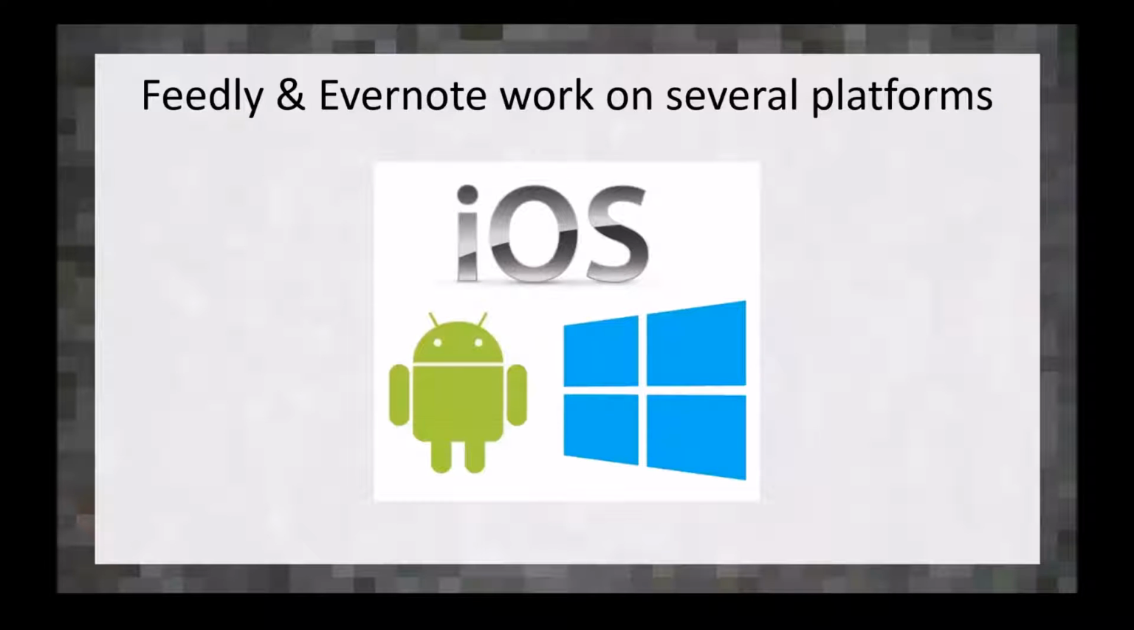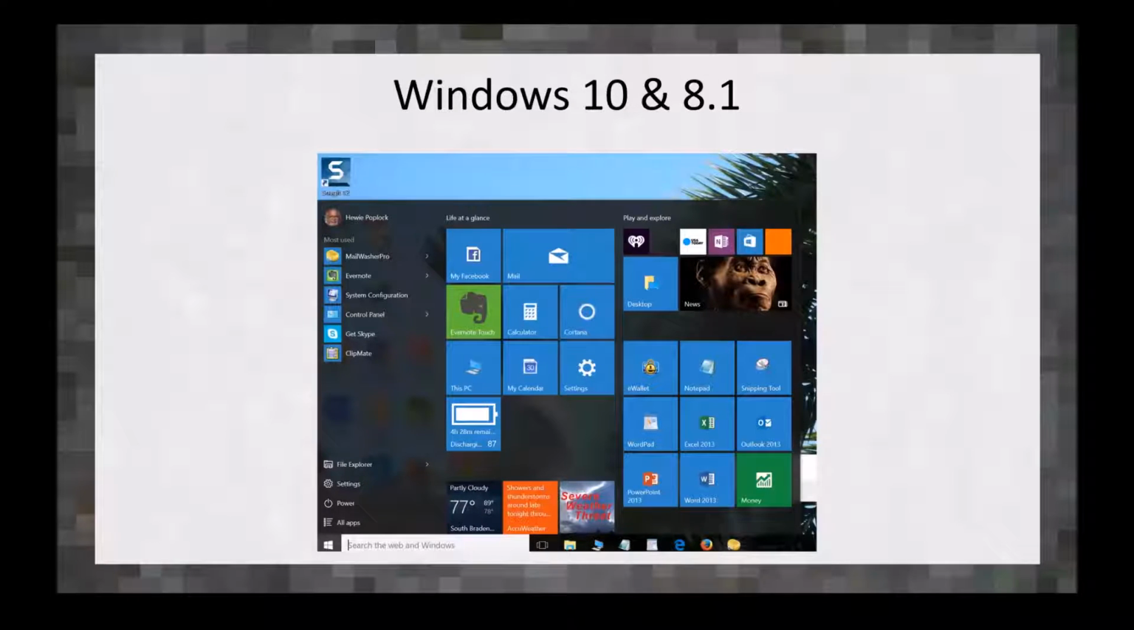Now, let's take a look at Feedly and Evernote and how they work on several platforms, including iOS, Android, and Windows. Well, we've been seeing a lot of the Windows ones. And here's what it looks like in Windows 10 and 8.1. There is something called Evernote Touch. Now, on my Windows 10, on my main desktop computer, and on my laptop, I'm able to use the Evernote program that you download. No problem at all.